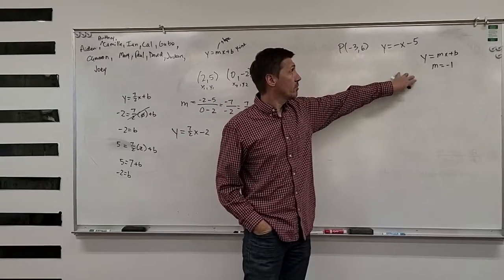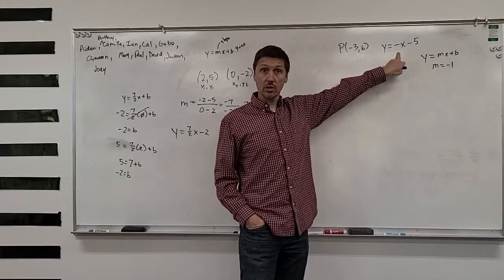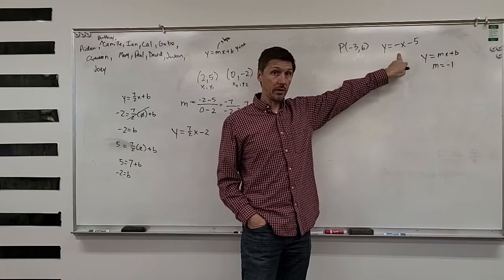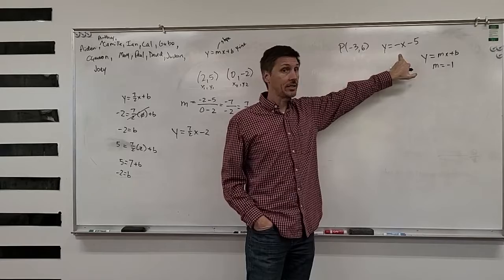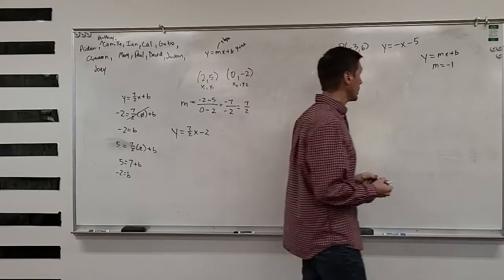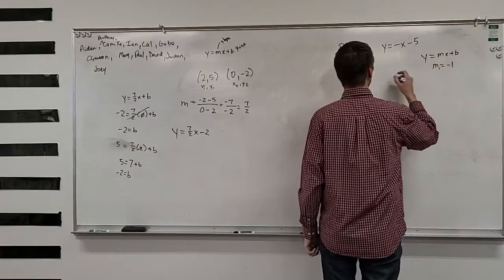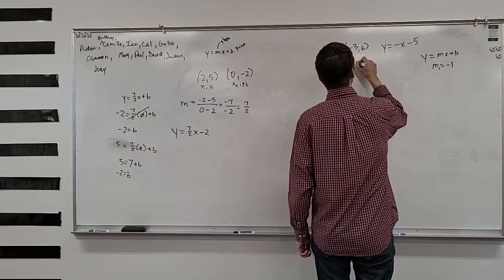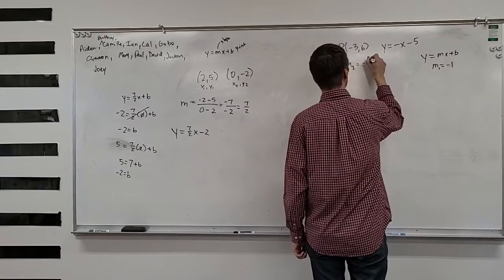So m1 equals -1 for this line. So what's the slope of our other line have to be if it's parallel? It has to be -1 also, because parallel lines have the same slope, right? So this is m1 for our first line, but m2 for our second line has got to be the same thing because they're parallel.